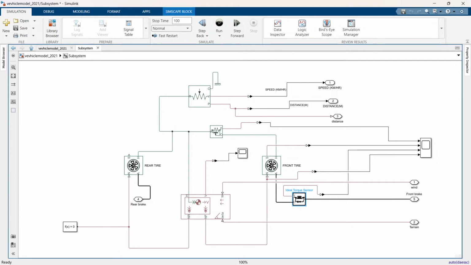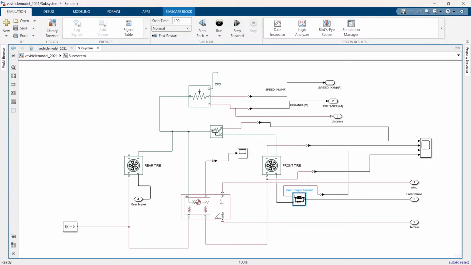So why do we connect the torque sensors to the front tire? In our simulation, we connect the C port of the ideal torque sensor to the A port of the front tire. What is the meaning of this A port of the front tire?